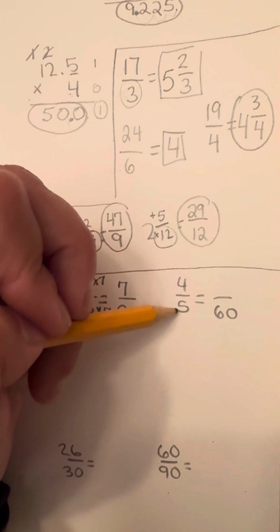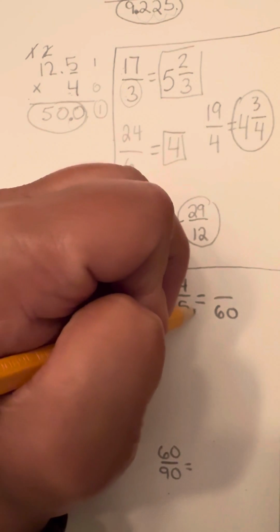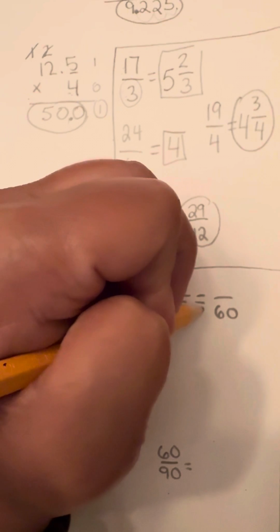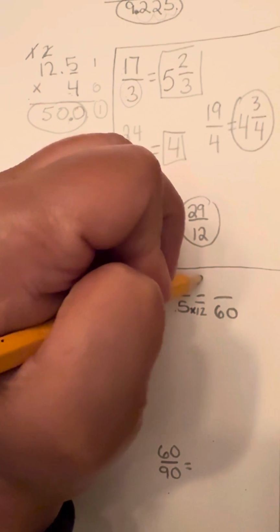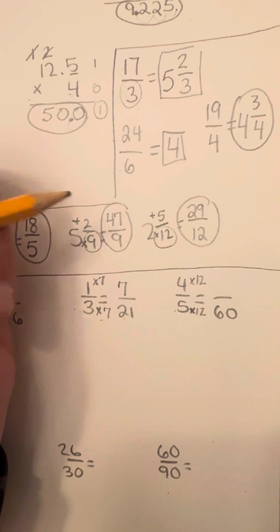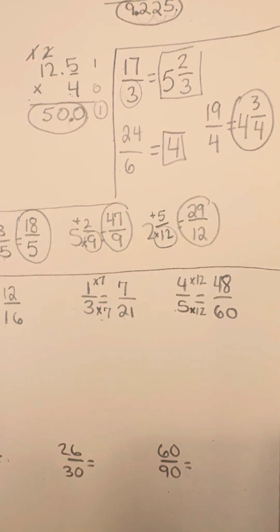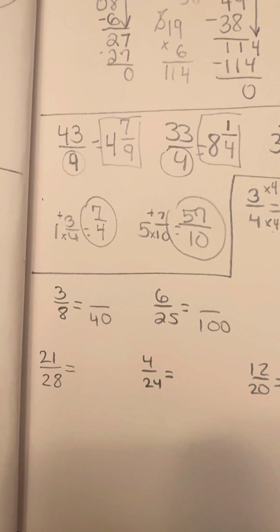Over here, we have 5 times what would give me 60. So you'd have basically 12 times 5 is going to give me 60. And if I do times 12 there, then I need to do 12 times 4 on the top. And that is going to give me 48 as an answer. Now we're going to go ahead and do a couple more.